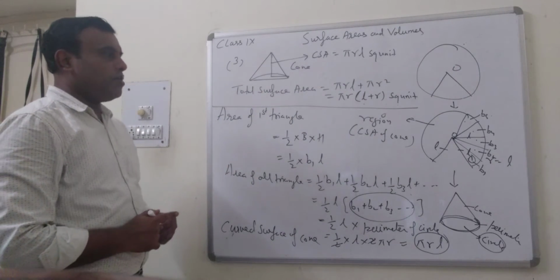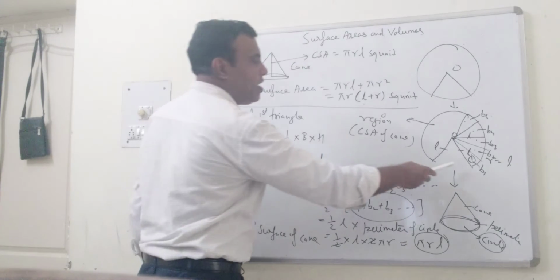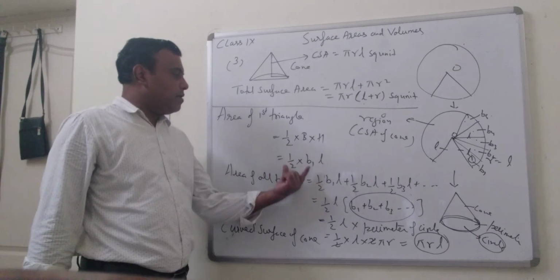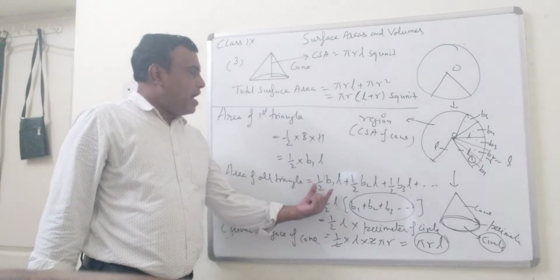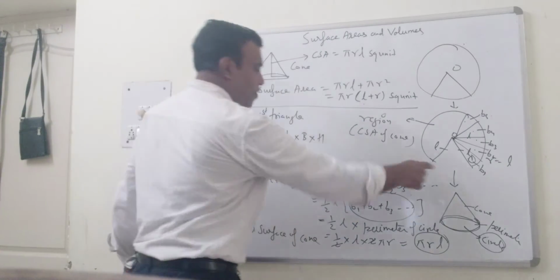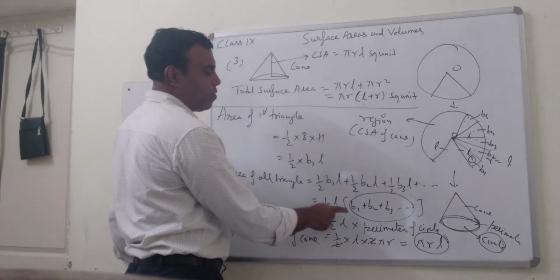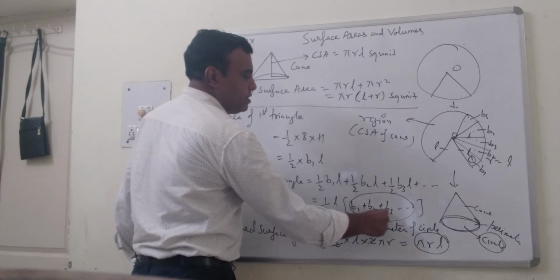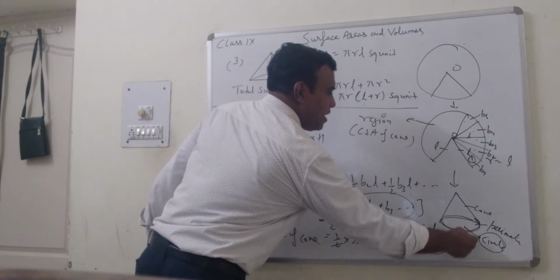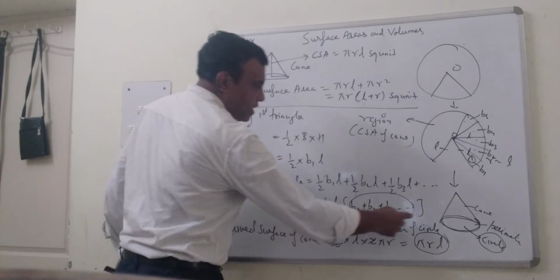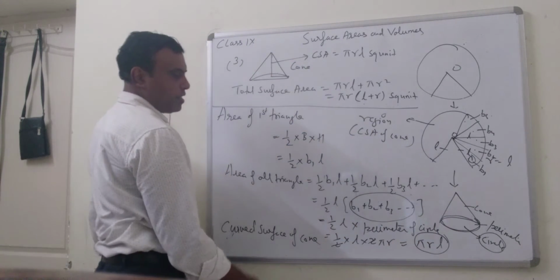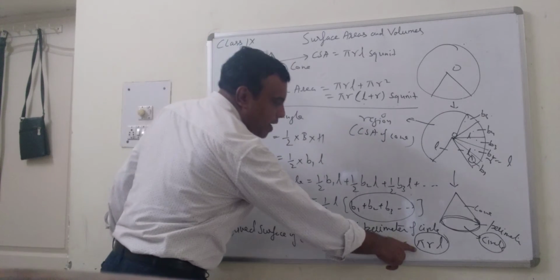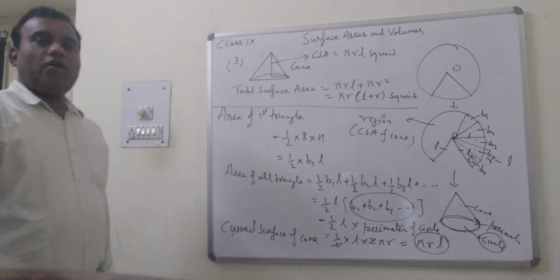For finding the CSA of the cone, what do we do? We divide the area of the sector into small triangles, and using the formula of one triangle, half base into height, we add the areas of all the triangles, taking half into height common, B1, B2, B3. If you add all the bases, it becomes the shape of a circle, whose boundary is the perimeter of the circle, which is 2 pi r. The 2 cancels with the 2, and pi r L is the CSA of the cone.